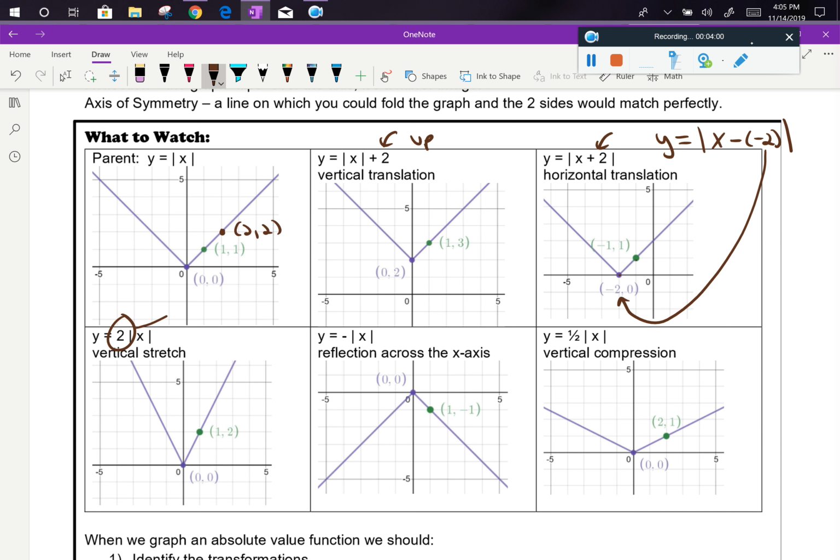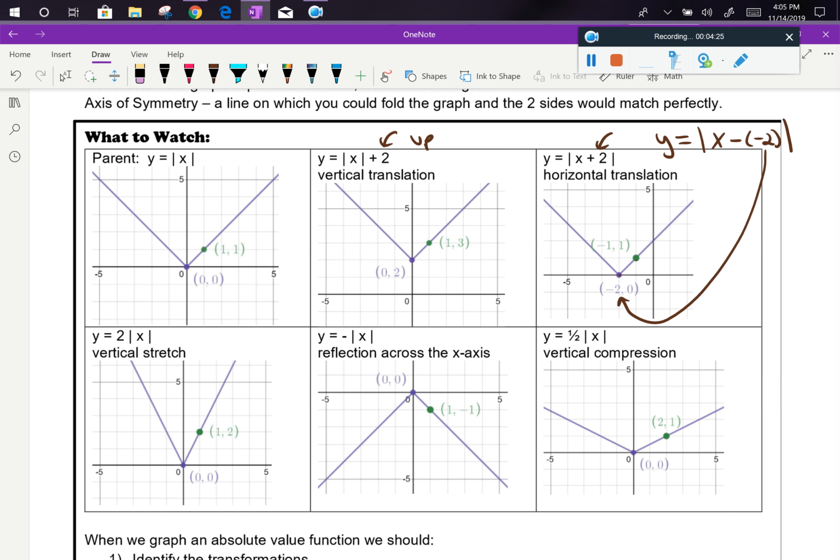Notice if I took this 2 and doubled that y value, I'd be right here at 2, 4. So this is what's called a vertical stretch. Another important transformation is a reflection, right? Kind of like your reflection in the mirror, except we talk about reflecting across an axis. And in Algebra 1, we're really strictly going to talk about reflecting across the x-axis.